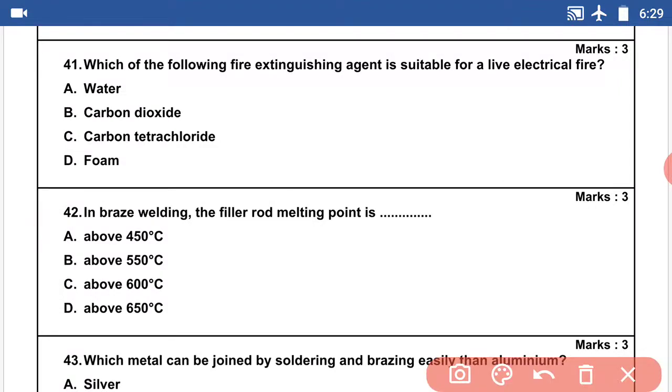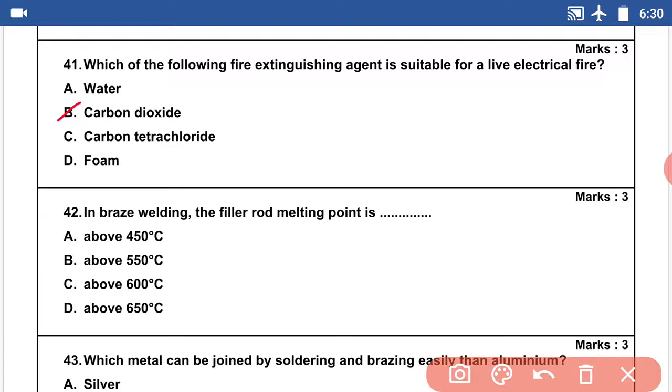Which of the following fire extinguishing agent is suitable for a live electrical fire? This question answer carbon dioxide. Option B correct answer, carbon dioxide. Question number 42.